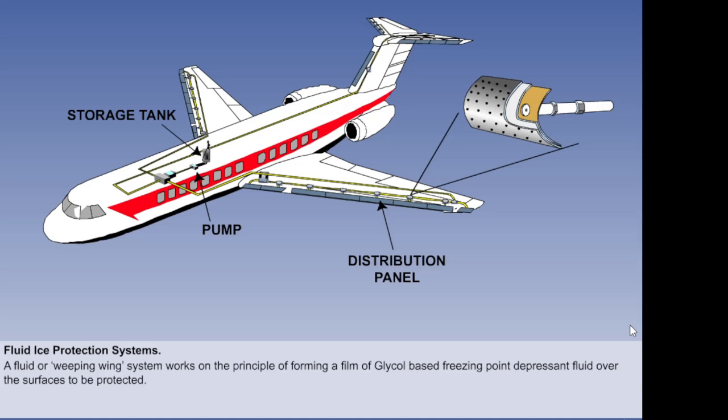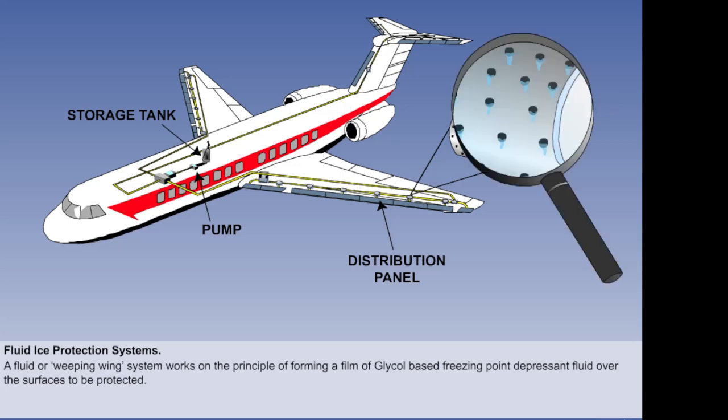The distribution panels have porous outer panels on the leading edge of the aerofoil. The fluid is pumped into the cavity between the porous outer panel and a backing plate. It seeps out through the porous panel and is then distributed over the aerofoil surface by the airflow.